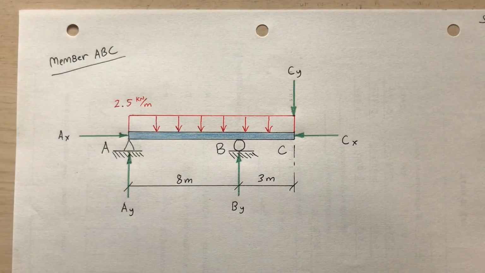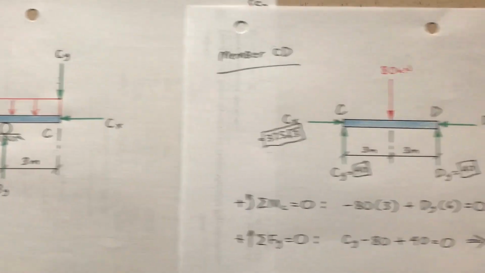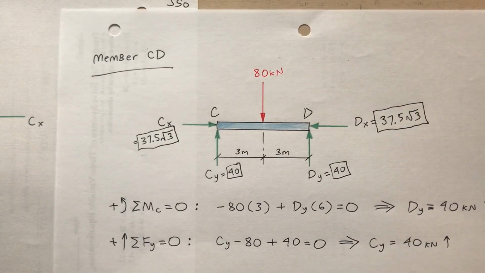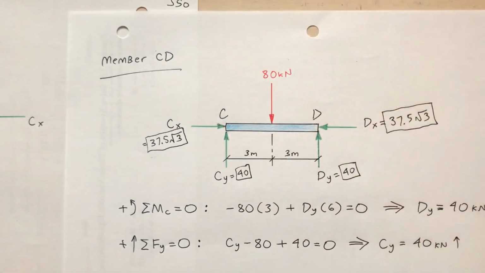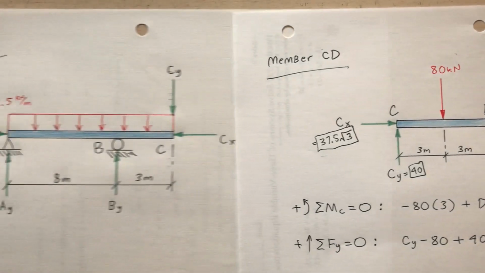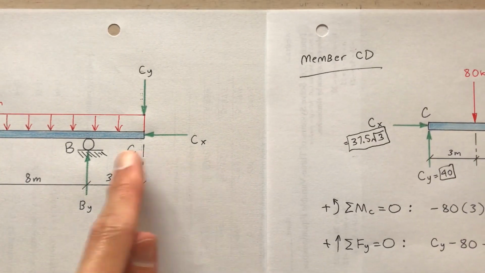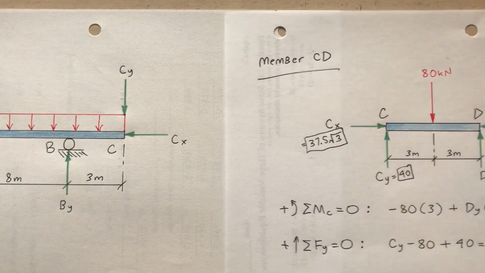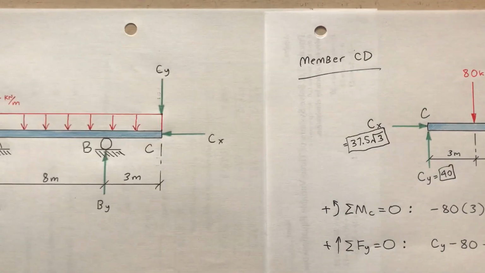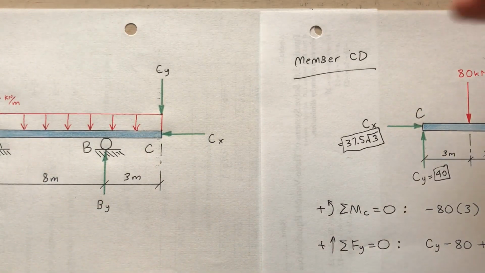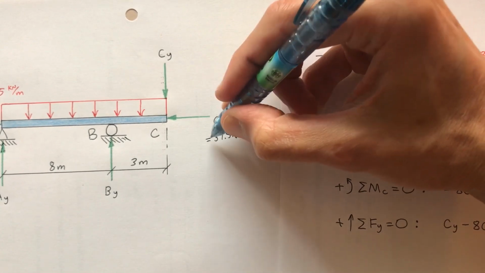Now some of this stuff I might already know. Go back to my analysis of CD. Remember this slide? So here's CD. At hinge C, I've got 37.5 square root of 3 acting to the right. That means that where it meets member ABC, which is what I'm going to analyze now, it's pointing in the opposite direction, that is to the left. You notice this? For CD, it's pointing to the right. That means for ABC, it'll be pointing to the left. For every action, there's an equal and opposite reaction. So 37.5 square root of 3.